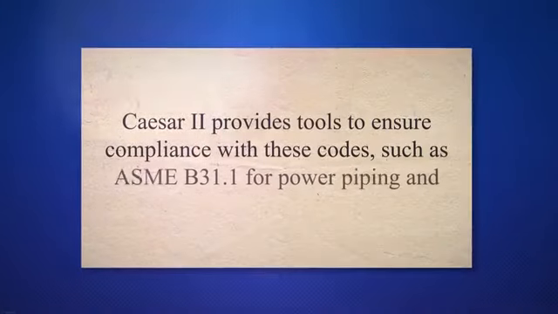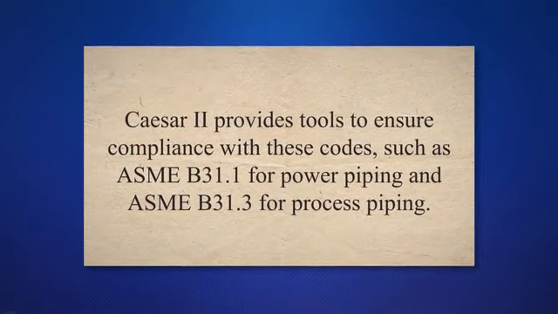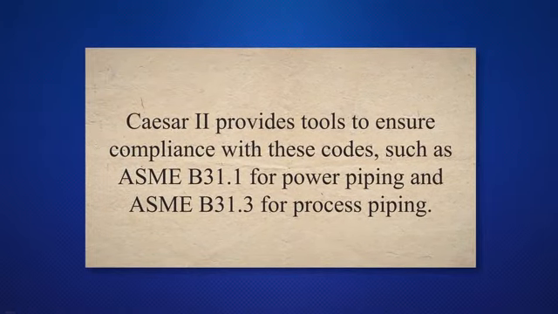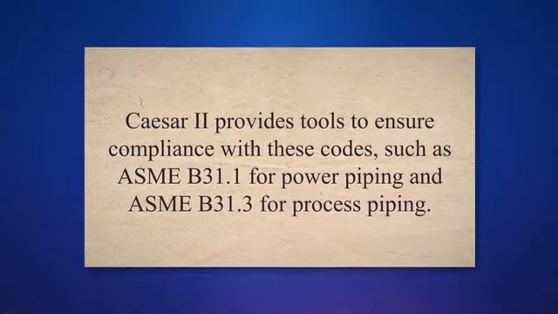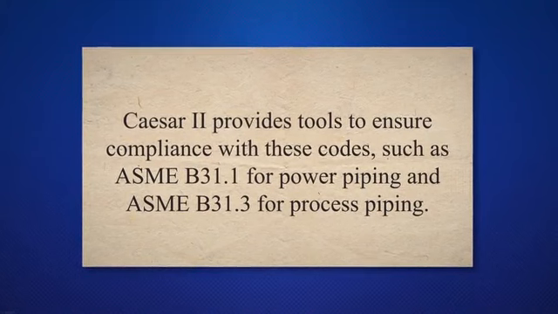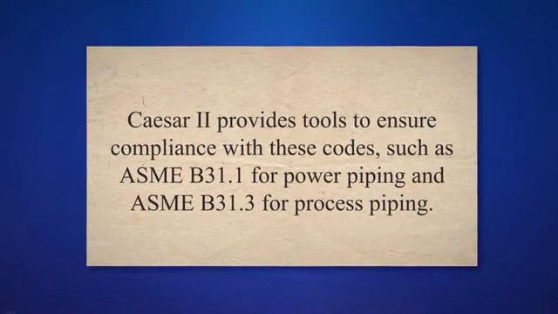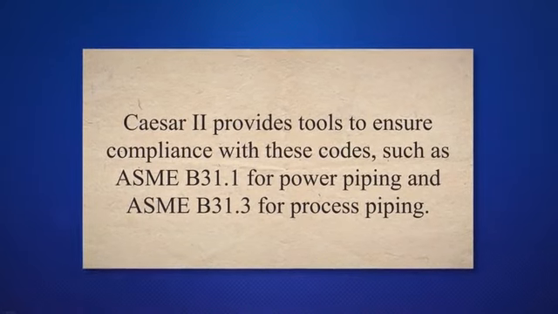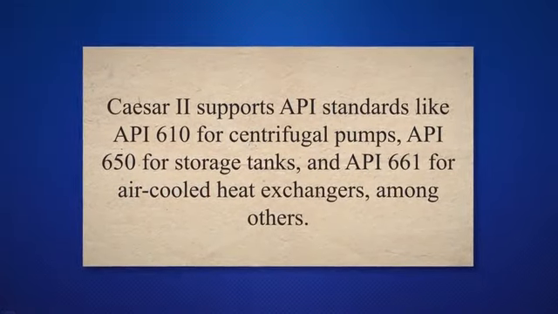The ASME B31 series of codes, published by the American Society of Mechanical Engineers, cover various aspects of piping design, including pressure piping, power piping, and process piping. CESA 2 provides tools to ensure compliance with these codes, such as ASME B31.1 for power piping and ASME B31.3 for process piping. For the oil and gas industry, compliance with API codes is crucial.